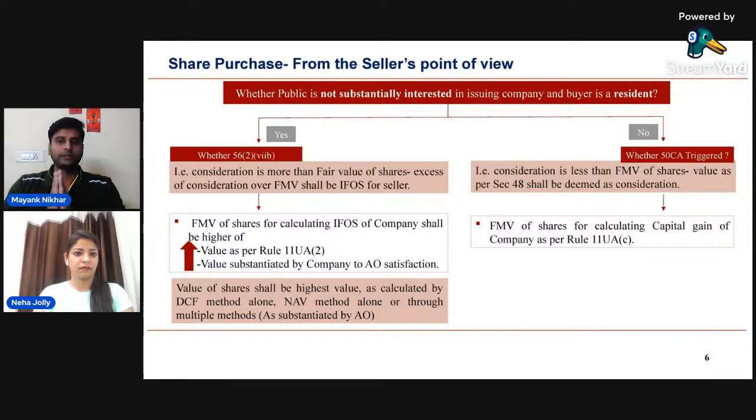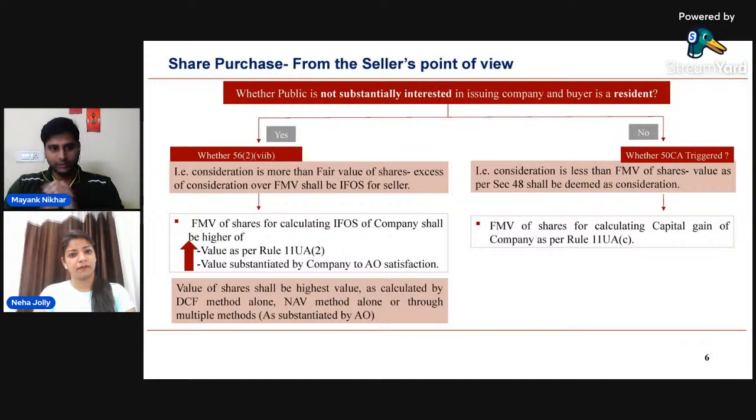If these two conditions are satisfied, section 56(2)(x)(b) states that if the consideration is more than the fair value of shares, the excess consideration over the market value of shares, whatever the delta is, shall become income from other sources for the seller or for the company. Now, how do we calculate this fair market value?